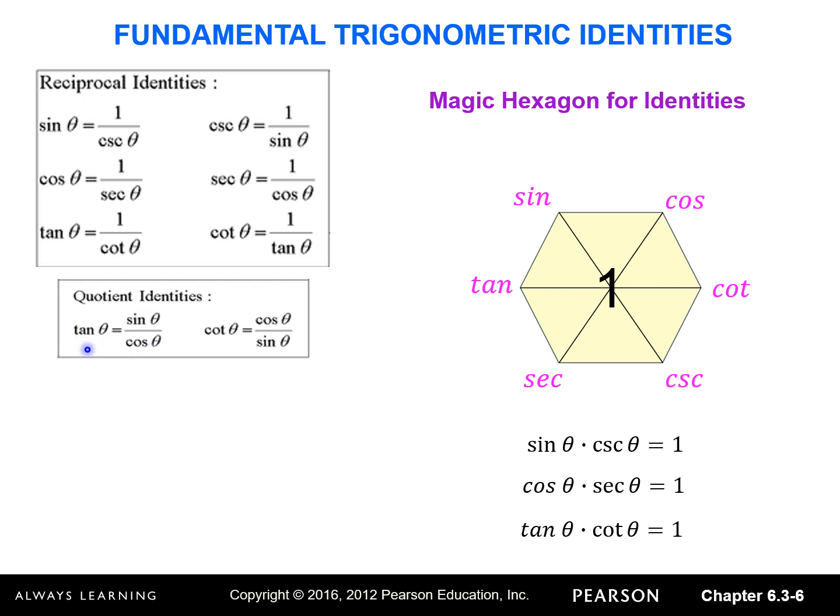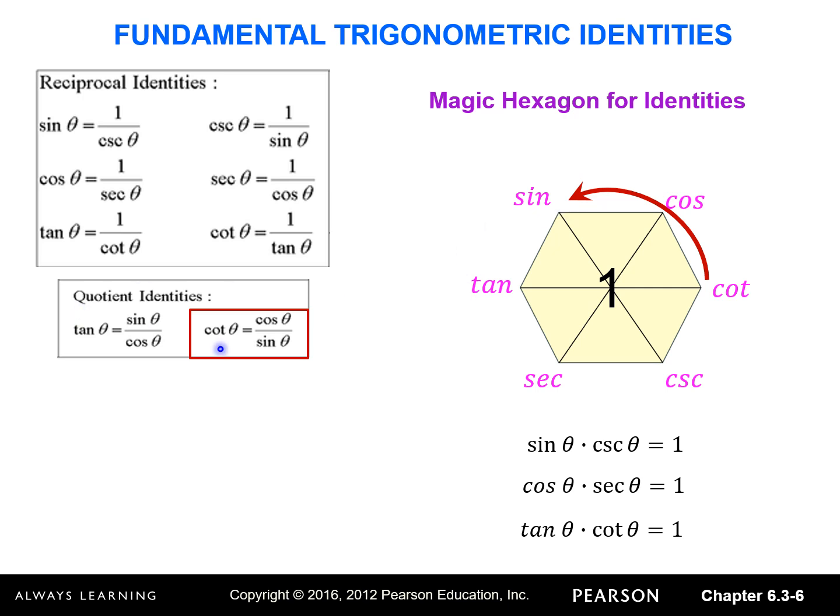For example, tangent theta is equal to sine over cosine. So you can use this. This is a straight arrow, it's not an opposite. So tangent theta is sine over cosine. That is the first quotient identity. And then cotangent is equal to cosine over sine. If the arrow is the other way, cotangent is equal to cosine over sine.